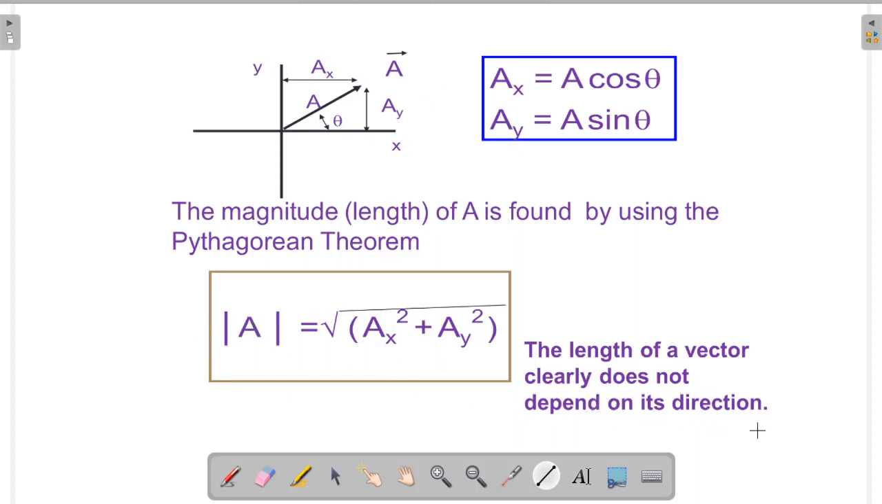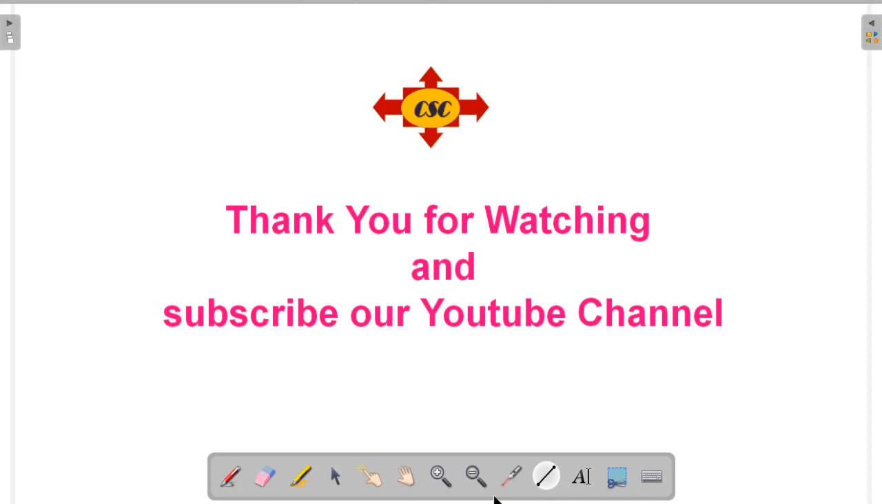We can use the Pythagorean theorem: hypotenuse squared equals base squared plus perpendicular squared. So the hypotenuse equals the square root of Ax squared plus Ay squared. In this way we find the magnitude of this vector A. The length of a vector clearly does not depend on its direction.